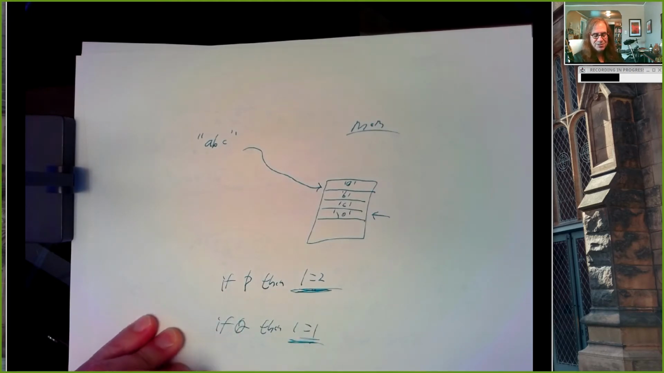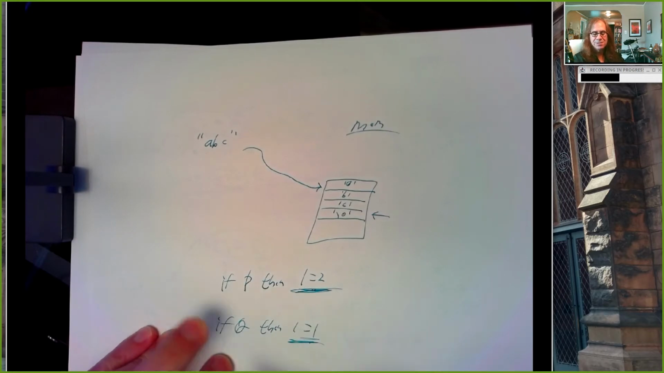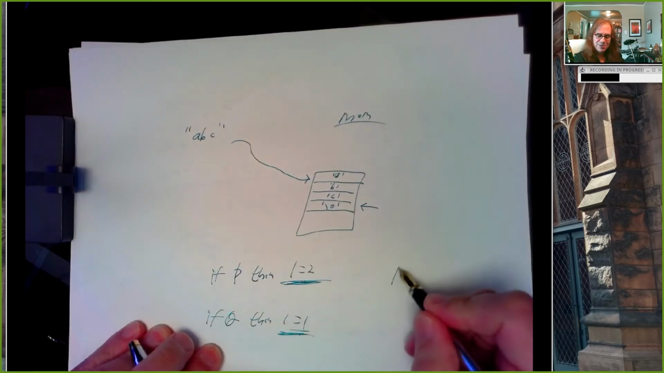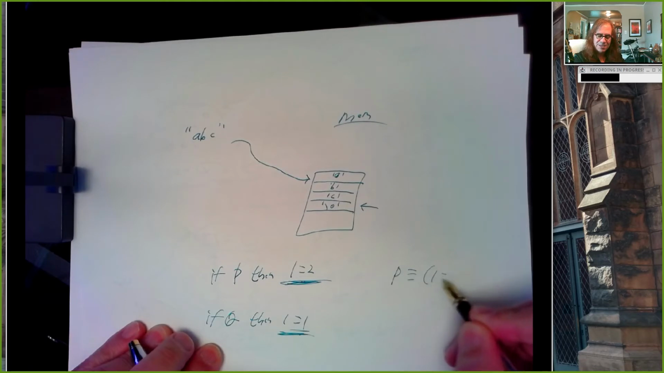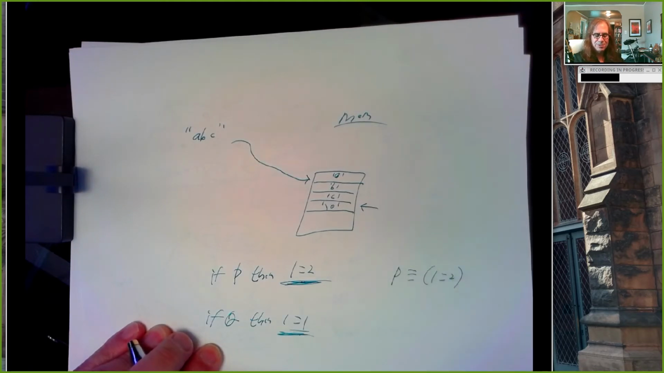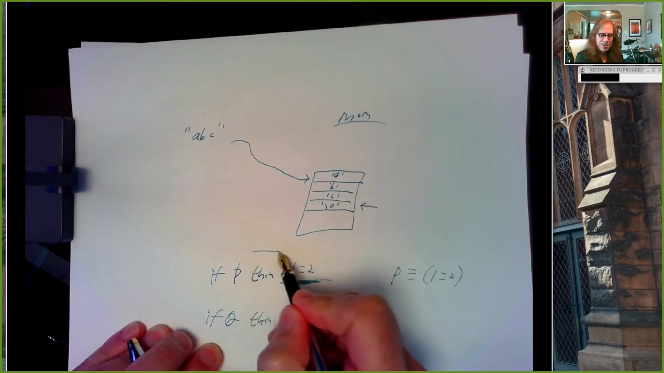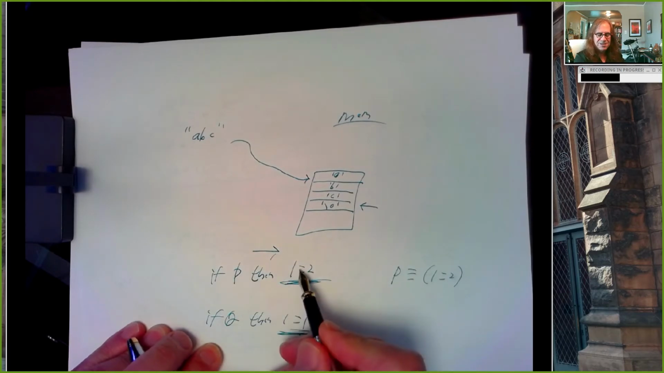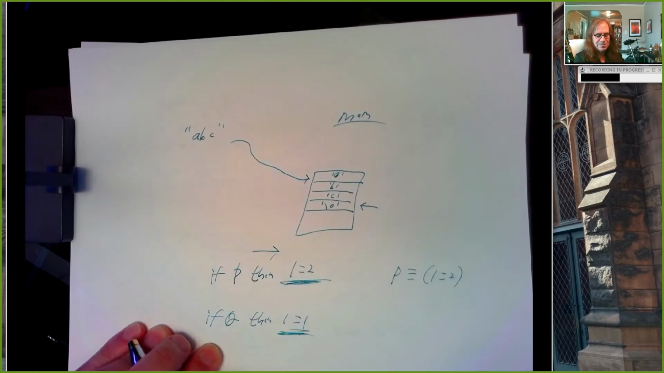So these conditional statements are not equivalences, right? It's different from saying P is the same thing as the proposition 1 equals 2. This is a one-way implication. If this, then that. But that's all it says.